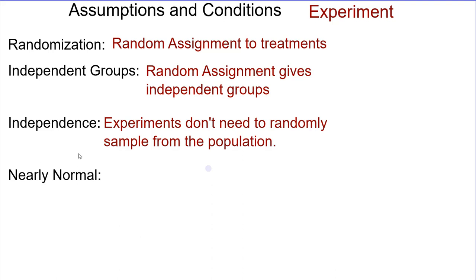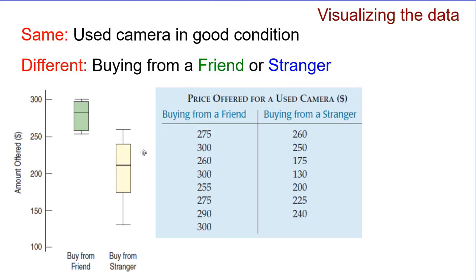Then the nearly normal part. This is where we ask whether we believe that the population, the set of all offers that we would get if we were buying from a friend or from a stranger, is nearly normally distributed. Well, we didn't graph out a histogram, but from these box plots, they look symmetrical. They might be slightly skewed from buying from a stranger towards the left, the low end, but we would assume that they would be normally distributed.